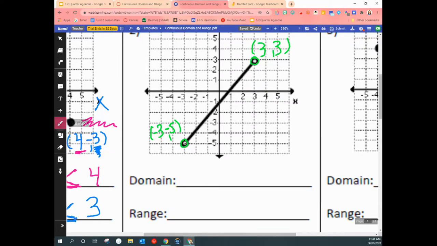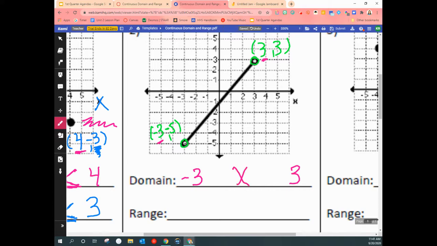So I'm going to get my pink for domain. Okay, so I want my smallest x value. Well, it's right here. It's -3. You always have to go left to right. We leave that space in the middle. I put an x in the middle because that's what I'm representing for domain.